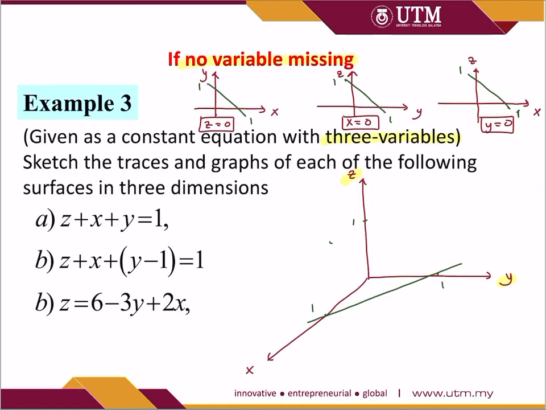So we need to sketch here, at the front wall. And then for y equal to 0, we'll have the xz plane, which is at the side wall. So we'll have 1, 1, so it will be here. Alright, therefore after we merge it, basically this is our plane here. This one is a tetrahedron.